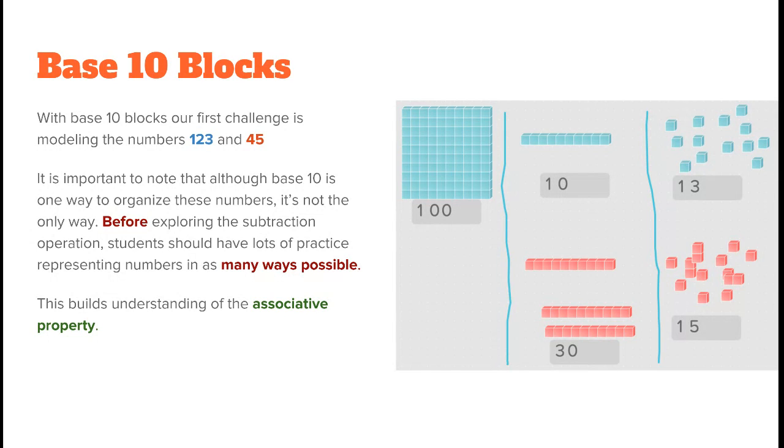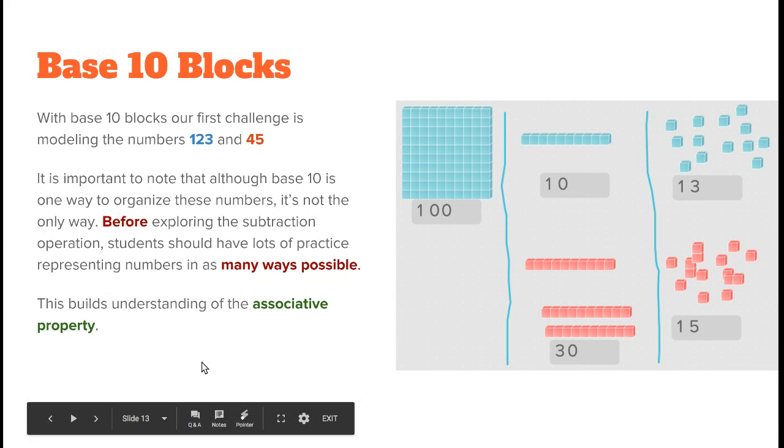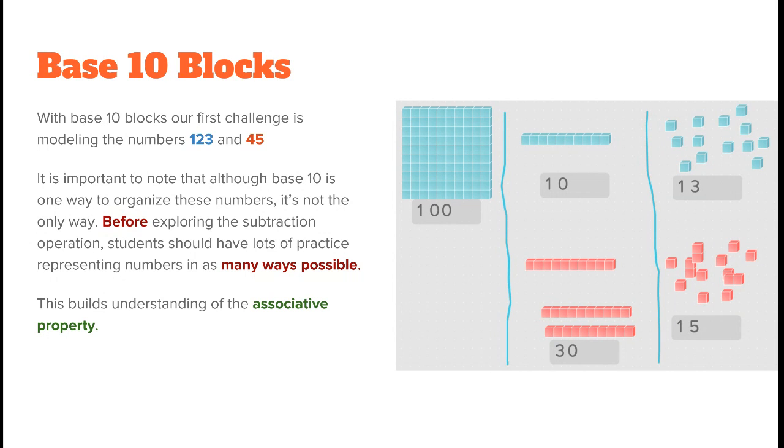It's important to get your kids to play with these and to represent these numbers in as many ways as possible. The reason for that is that this is going to help build their understanding of the associative property. What the associative property says is that no matter how I regroup these numbers, it doesn't change the final answer from that subtraction. It doesn't change the value by simply regrouping, and that's called the associative property.